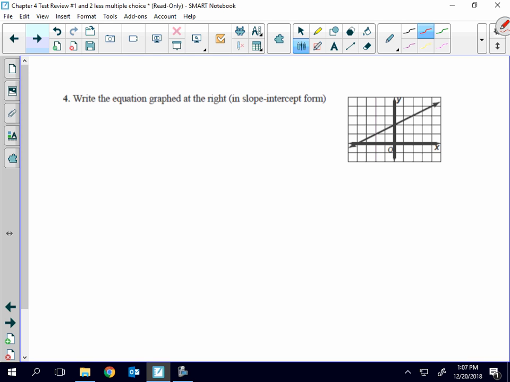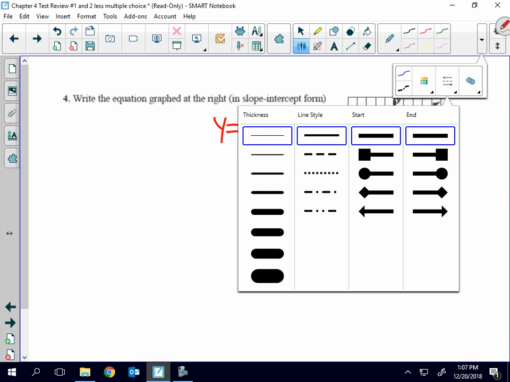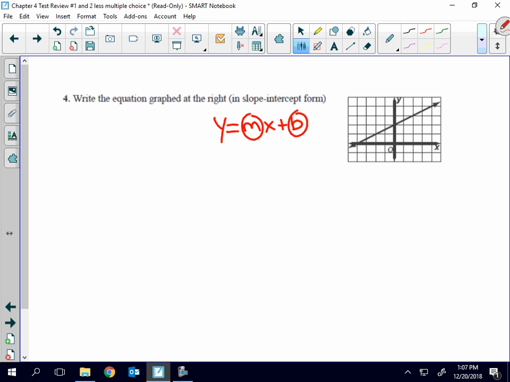Write the equation graphed at the right in slope-intercept form. So of course we want y equals mx plus b, where we need to find m and b. If we find m first, m, of course, is again the change in y over the change in x. The change in y, if I take any 2 points, I'm going to go like this. Doesn't matter which 2 you use. I'm going to rise up 1 and run over 2. Rise over run says 1 over 2. Simplify it if you need to. That one is already simplified.